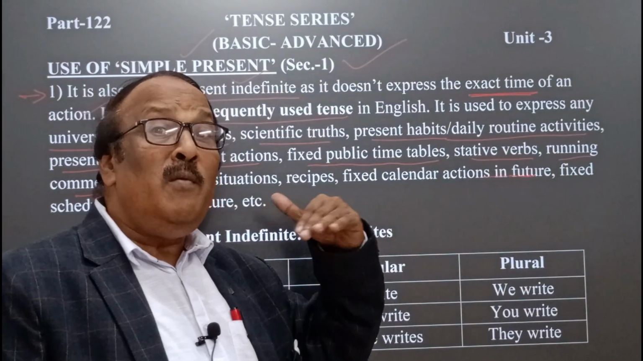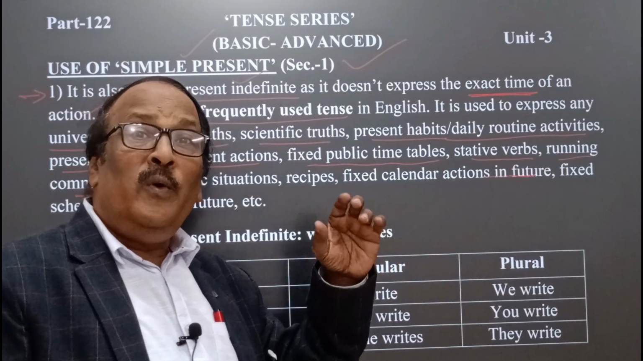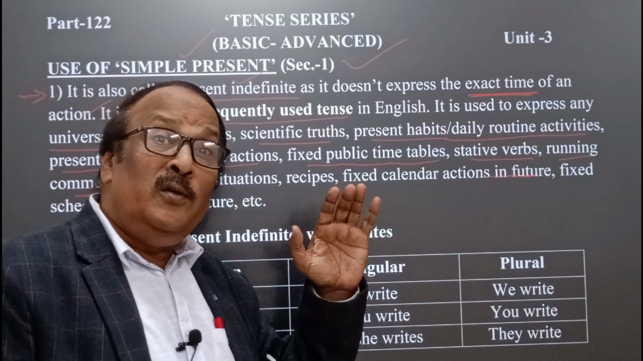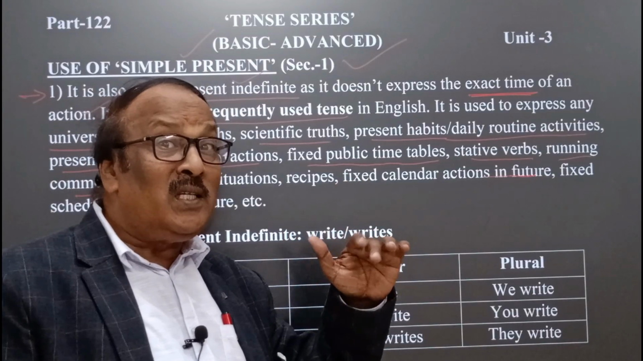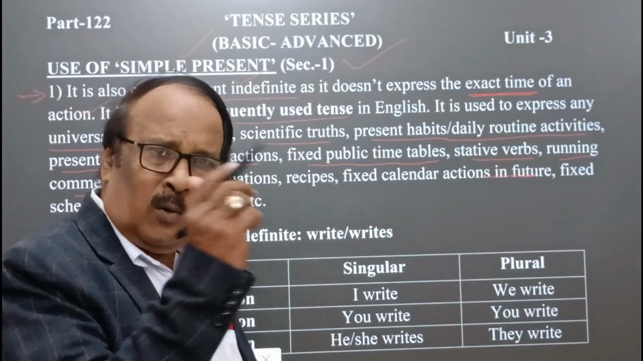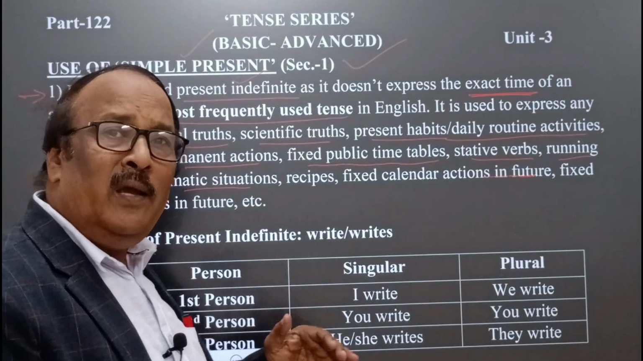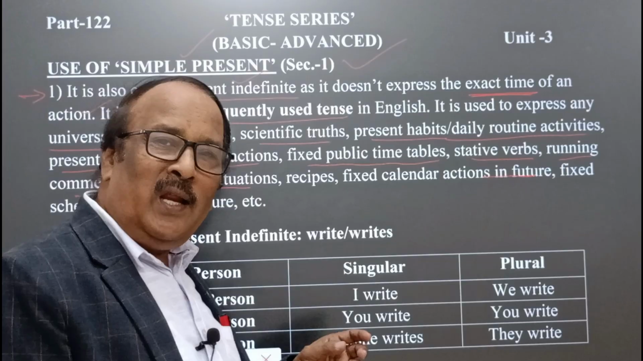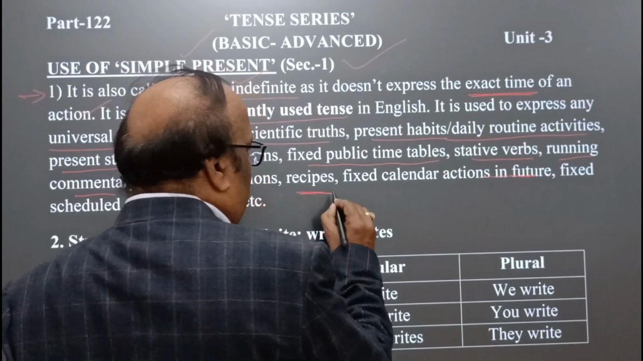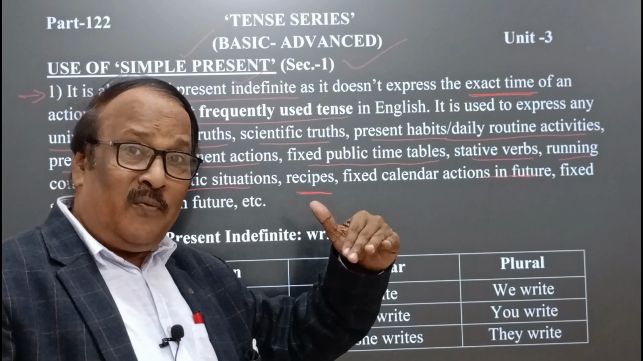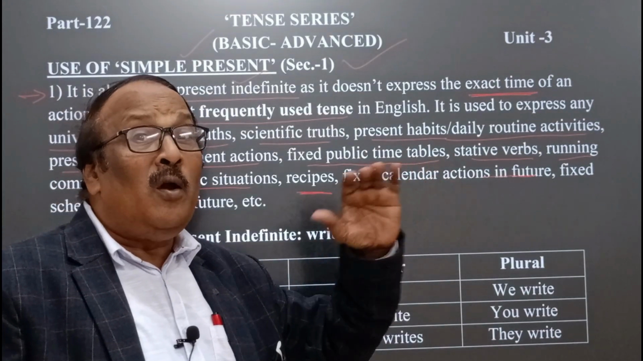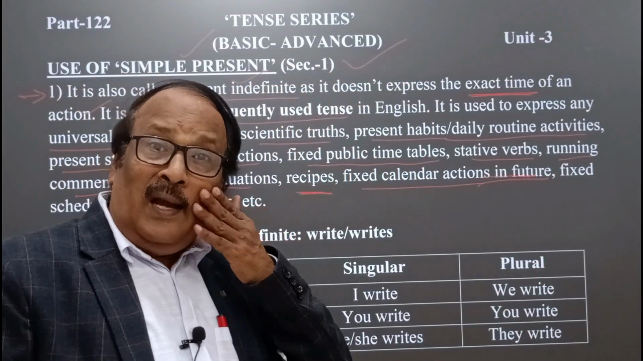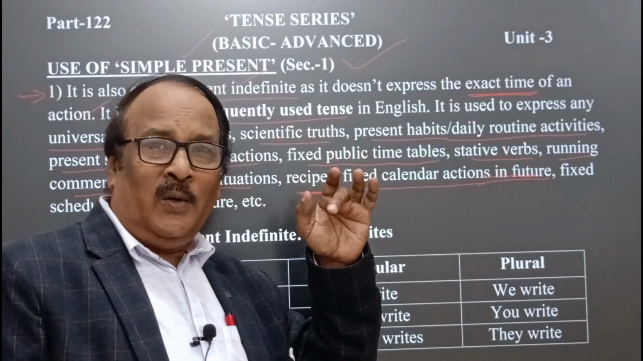Running commentary. At the time of expressing running commentary, we take the help of both simple present and present progressive. Simple present is used for instant action, but present progressive is used for continuous action. It will be discussed later on. Dramatic situation. Whenever we want to express any dramatic situation, in that case also we take the help of simple present. Recipes means the step-by-step process of performing or doing anything.